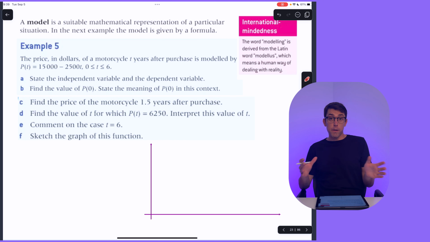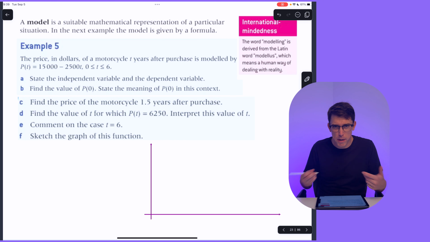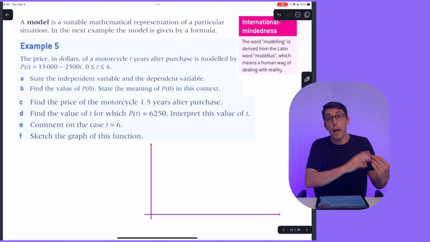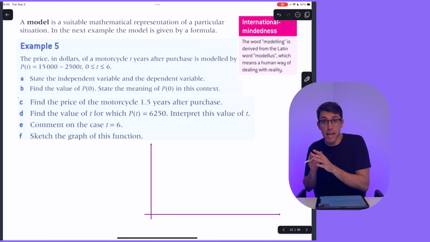The price as a function of time, P of t, is equal to 15,000 minus 2,500 times t, a standard linear equation. We have a y-intercept and a slope. And we know that our domain is going to be limited to 0 to 6. How do I know that's my domain? Well, because t is my input variable, and then I'm given my t restriction right here. That's how I know. And then the price as a function of time, P of t, is going to be my output. So price will be my output, time will be my input.